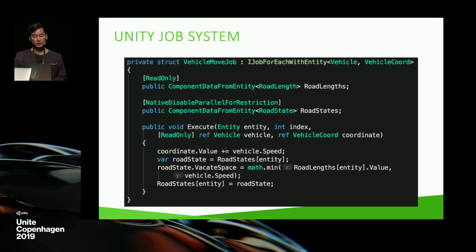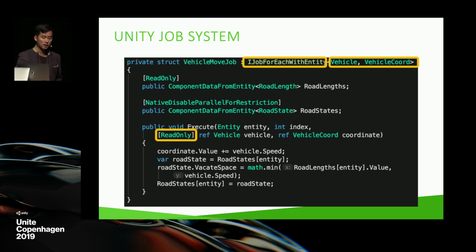So in terms of programming, most of the time will be spent writing these so-called jobs. And the most popular job, at least in my project, is the IJobForEach. With this syntax, you can specify which components you're interested in iterating. In this case, this job will iterate over all entities that have both the vehicle and the vehicle coordinate component and do some processing on it.